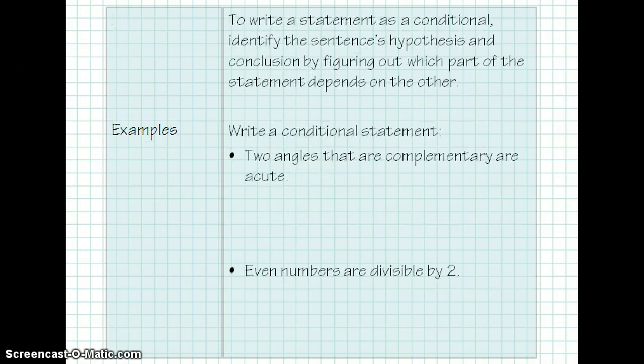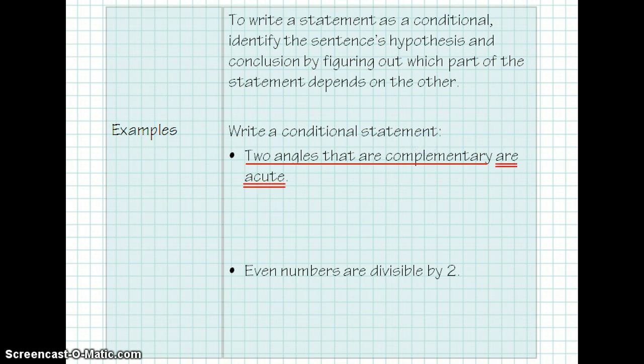So if we're given a statement, to write that statement as a conditional, we want to identify what is the hypothesis and what is the conclusion. And the best way to figure that out is usually to figure out, okay, which part of the statement depends on the other part. So if I've got the statement, two angles that are complementary are acute, well, the main part of that sentence is two angles that are complementary. So that's going to be my hypothesis. And then are acute is going to be my conclusion.